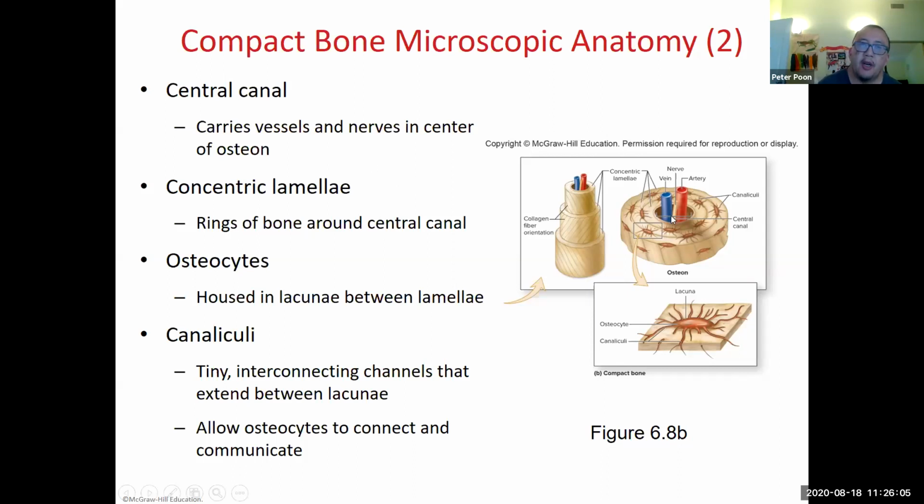There's a hole in the center of the osteon that's called the central canal or the Haversian canal. Around it are something called concentric lamellae. They run in concentric circles around the central canal. Embedded in these are little osteocytes that live inside the lacuna, and between two lacunae are little channels that allow cell A to talk to cell B. Those little channels are called canaliculi.